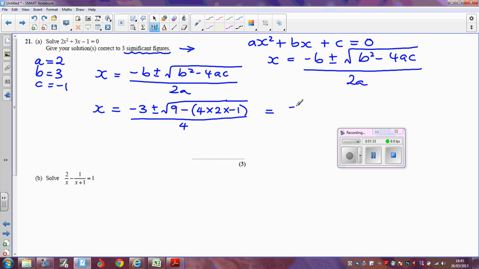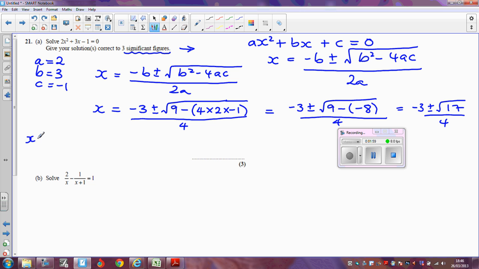Okay, let's keep going. So that's minus 3 plus or minus the square root of 9 minus, and then let's work out the bracket here. 4 times 2 is 8. 8 times minus 1 is minus 8, and that's all divided by 4. So that's the same as minus 3 plus or minus the square root of 9 minus minus 8, which is 9 plus 8, which is 17, divided by 4.